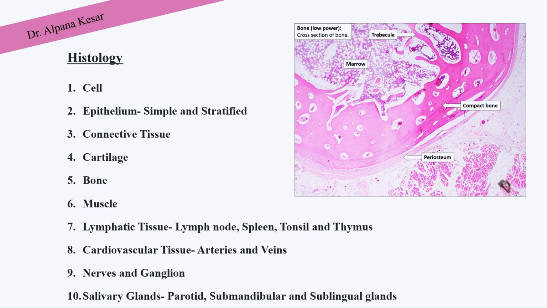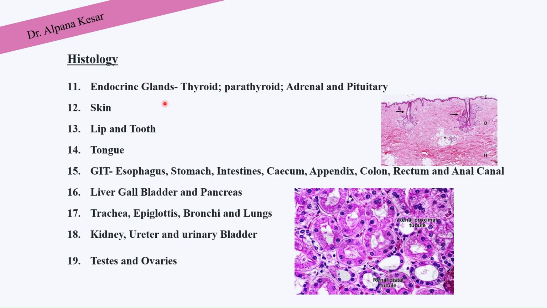the examinations. In histology of endocrine glands, students must learn the slide of thyroid, parathyroid, adrenal, and pituitary gland. They should also study the slides of skin, that is both thin skin and thick skin. Histology of lip, tooth, tongue must be done. In GI tract, students must do slides of esophagus, stomach, intestine, cecum, appendix, colon, rectum, and anal canal. Liver, gallbladder, and pancreas must be done.